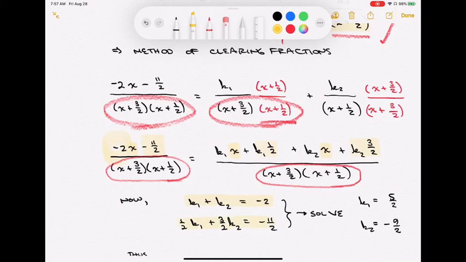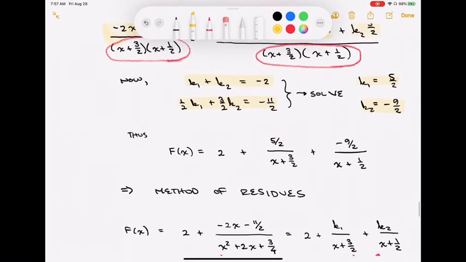So that's this piece over here. Two equations, linear in two unknowns. We can solve that. I'll let you pick your favorite method. In a future lecture, we'll talk about the linear algebra to systematically do that, but I know that's something you've seen before. Here we get k1 equaling 5 halves and k2 equaling -9 halves.